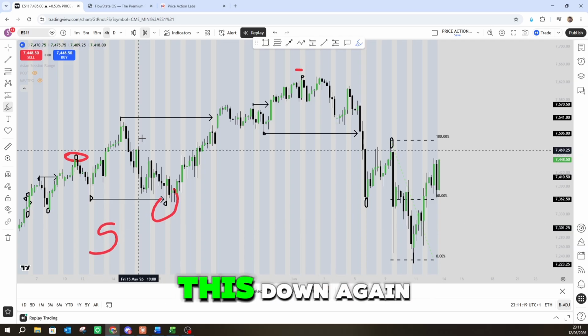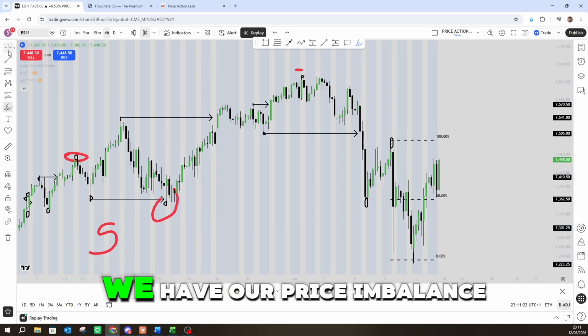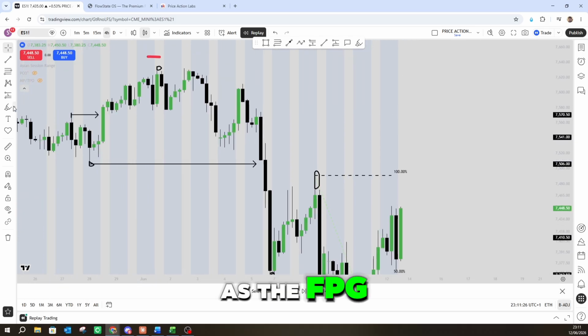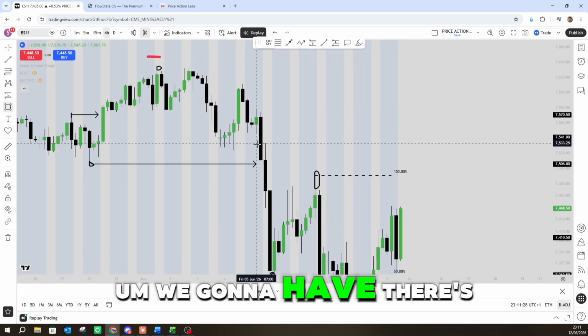So if we just break this down again, we have our price imbalance areas. Okay, so price imbalance, otherwise known as the FVG, there's a fair value gap.